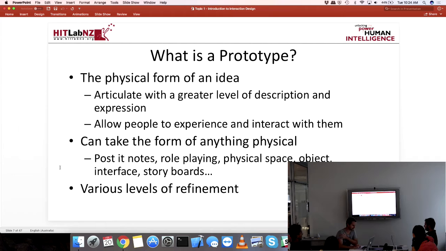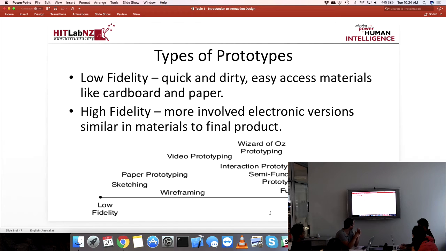It can be physical objects, obviously we'll talk about that later on. It can be software interfaces, web interfaces, storyboards. So we'll go into more detail about all these things later on. But the important part is that there are various levels of refinement. So prototyping is a continuum. We don't say we're going to do paper prototyping and then we're just going to build a finished product. We ideally want to start at the bottom and gradually work our way to a more and more complete product. And along the way, depending on the fidelity of what we're testing, we will be testing different aspects.